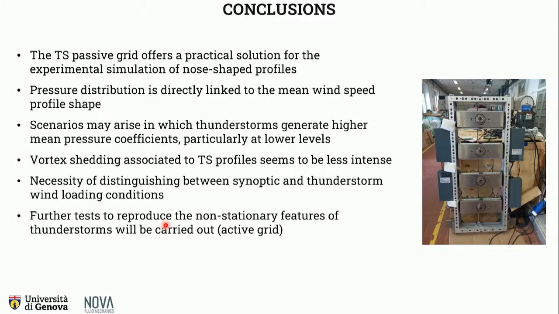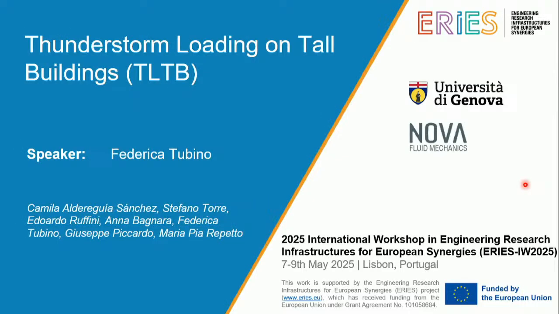As I said before, actually the project did not finish yet, so the active grid has been designed and it has been built. It is already in our laboratory, but we still have to install it in the wind tunnel and to perform the tests. So we will perform the tests, trying to reproduce also the non-stationary character of the thunderstorm and to compare these results with the ones that we obtained with the passive grid. So that's all from my side. So I thank you for your attention.